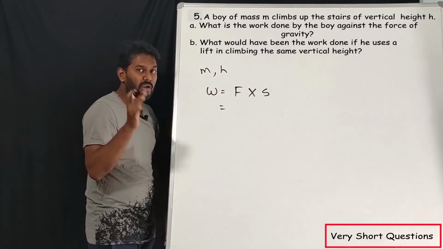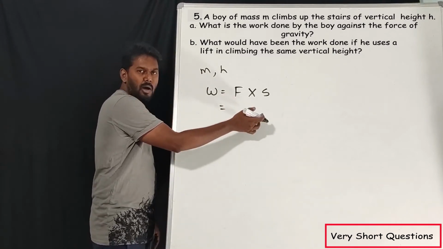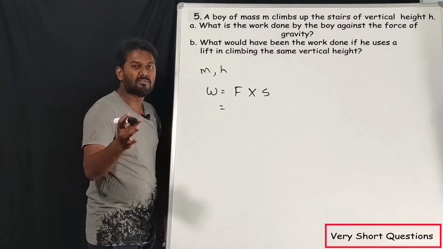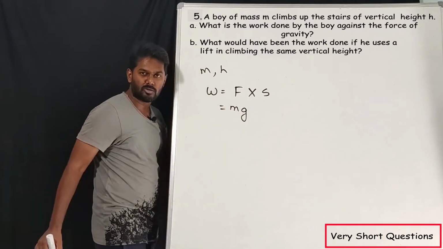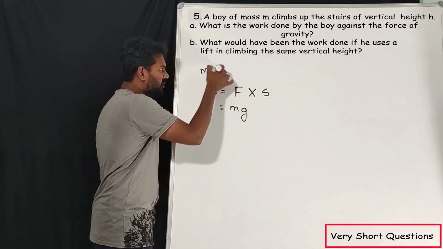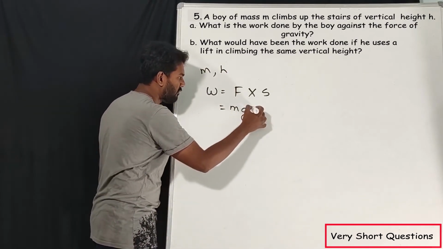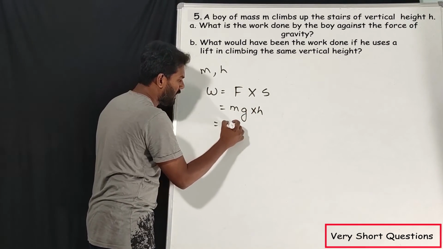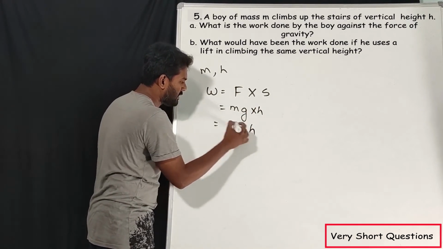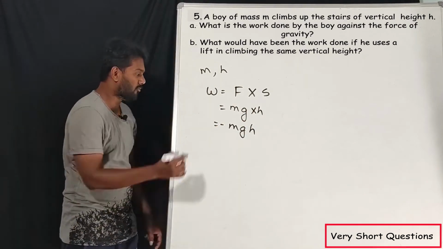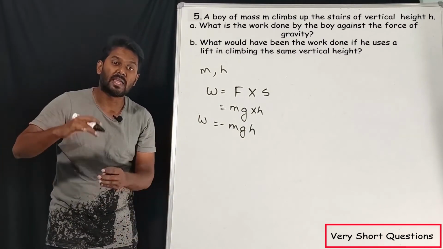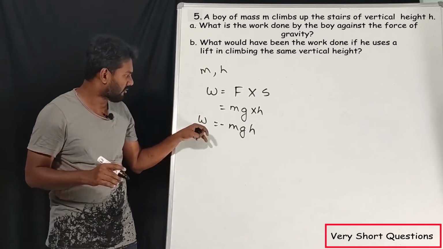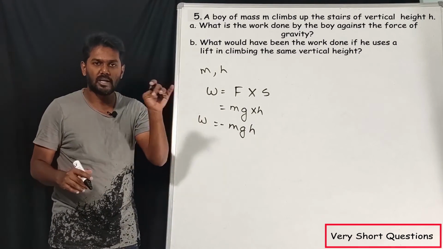In the previous question we learnt that mass into acceleration due to gravity gives the weight of the boy, that is m into g. Here the height is used, so we use h, giving mgh, but we have to put a minus symbol. Why? Because he is climbing the stairs, that is against gravity, so we use minus mgh.